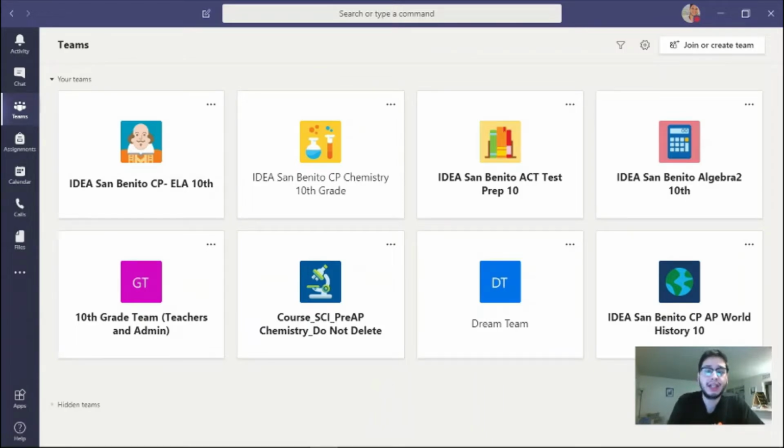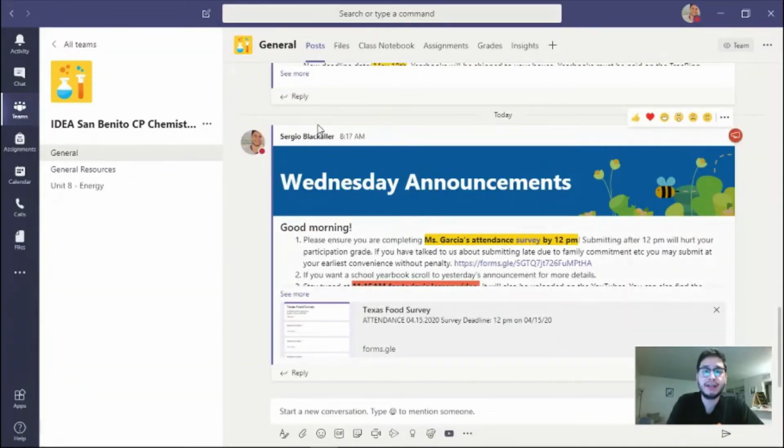Before we begin, I do want to walk you through my Teams page. Every day, I've actually been posting announcements. So these announcements are very important and they give you a general sense of priorities for the day. And every announcement that I've been making, the first priority is completing those attendance surveys by 12 p.m. Okay, so you'll find these announcements every day on my page.